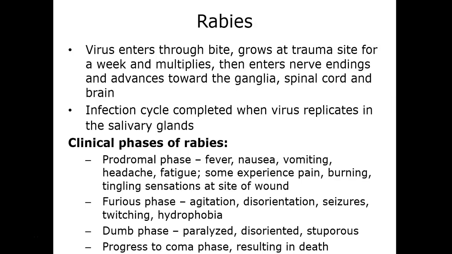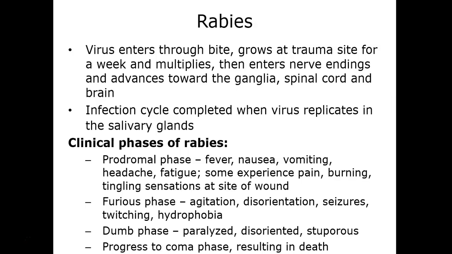One of the key clinical signs after a bite is a tingling or twitching at the site of the bite. So the transmission of this virus is really through infected saliva. The infection cycle completes when the virus replicates or starts to replicate in the salivary glands. And there are a few key clinical phases as the virus progresses. The first one is known as the prodromal phase, and this is where you get some of these more common symptoms: fever, nausea, vomiting, headache, fatigue. And we mentioned the tingling or twitching at the bite site.